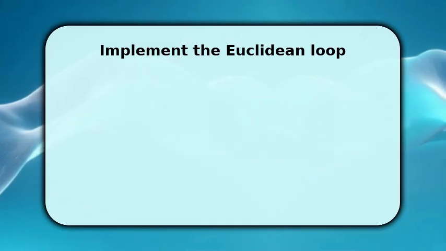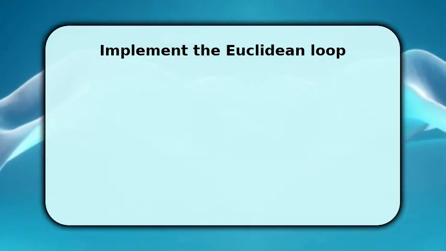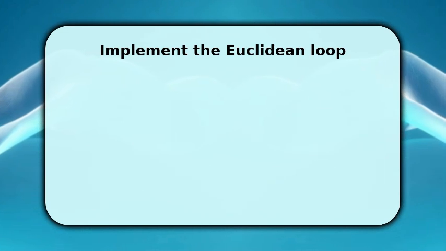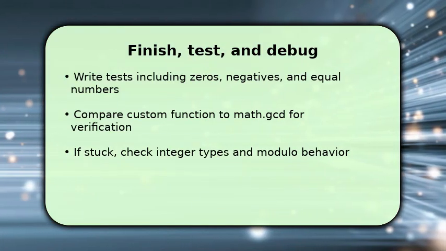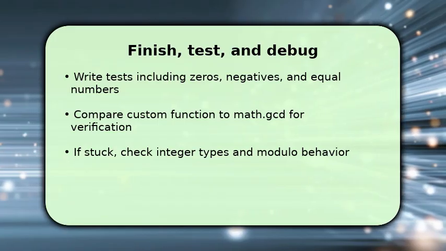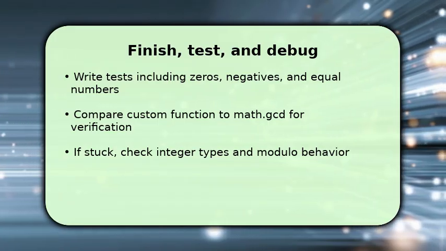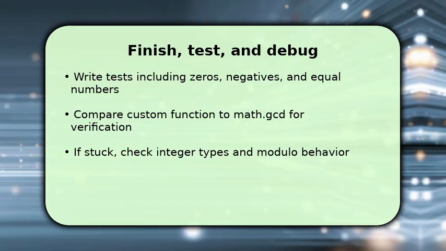You finish by returning a as the GCD and then testing thoroughly. Create unit tests: pairs with zeros, negatives, primes, and large numbers. Once done, compare outputs with math.gcd to verify correctness and performance.